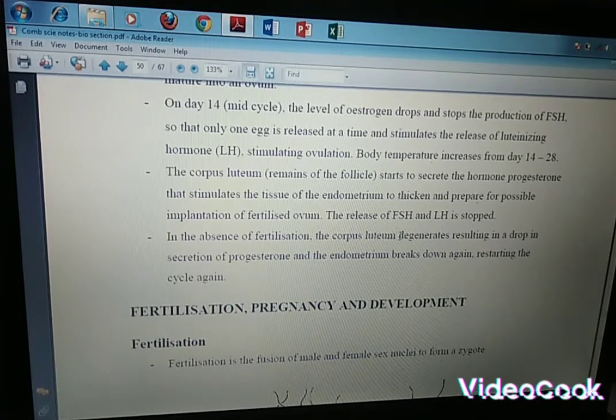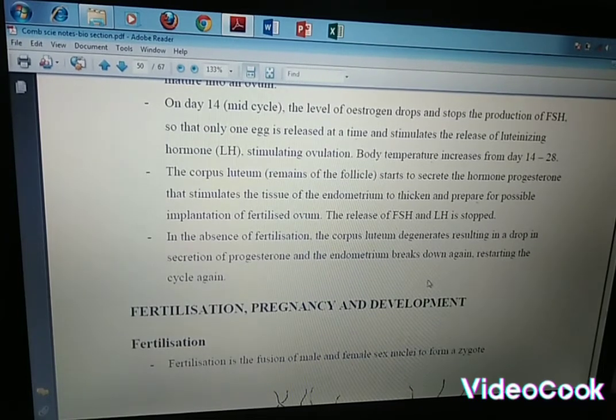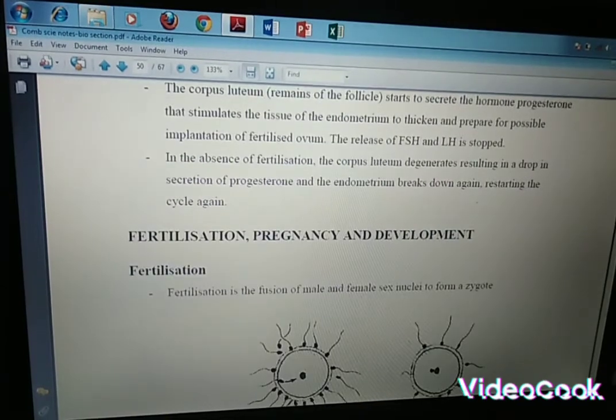So the release of the follicle stimulating hormone and the luteinizing hormone is stopped. Okay, it comes to a stop. So in the absence of fertilization, meaning fertilization did not take place, the corpus luteum disintegrates, it degenerates. This results in a drop in secretion of progesterone, and the endometrium starts breaking down again, and the cycle will start over again and again till somebody gets pregnant.